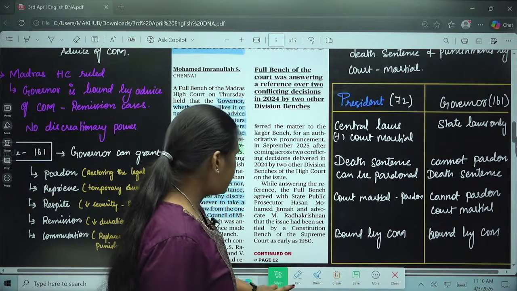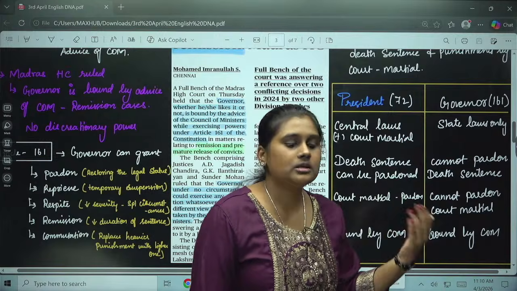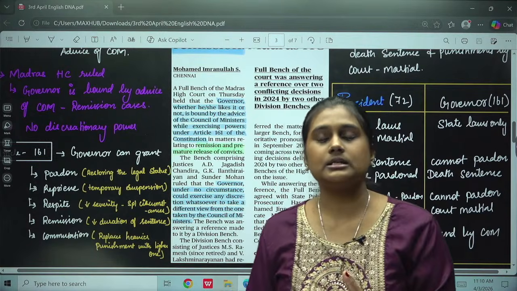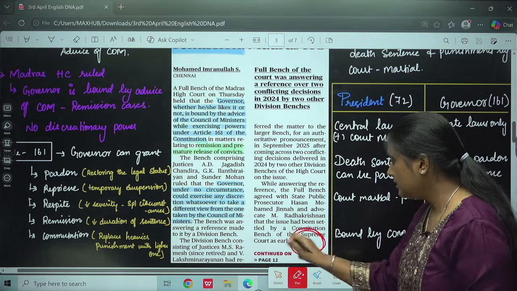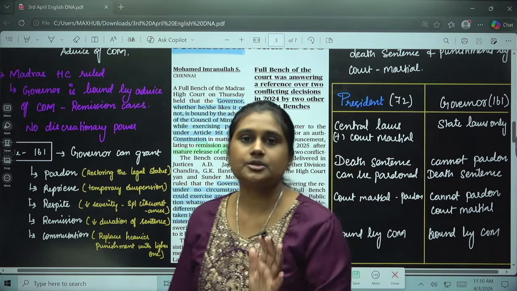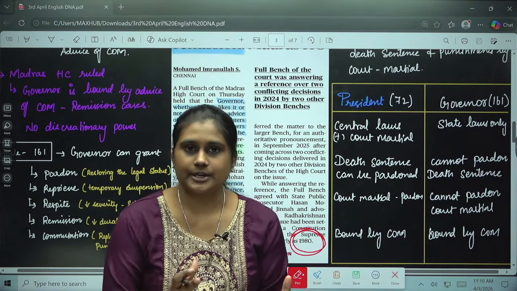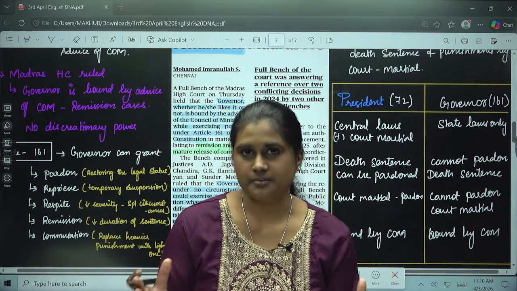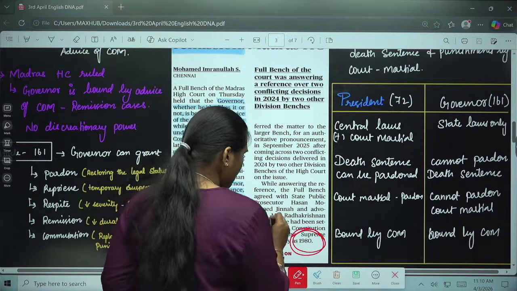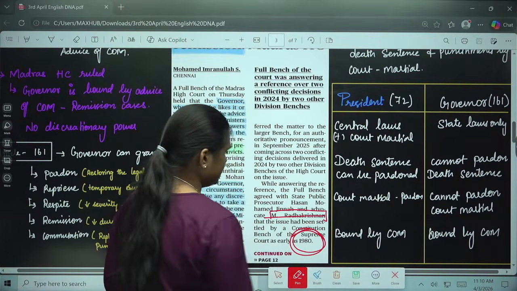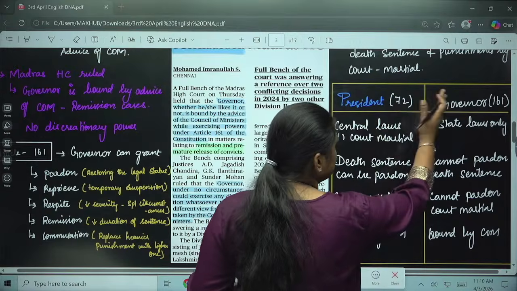Only now the Madras High Court has said this, and even in 1980 the Supreme Court mentioned that you have to go with the advice of the Council of Ministers only. There is no discretionary power. It is very clearly said already, in the M. Radhakrishnan issue. Is there any other doubt? So this is the comparison of the President and the Governor.